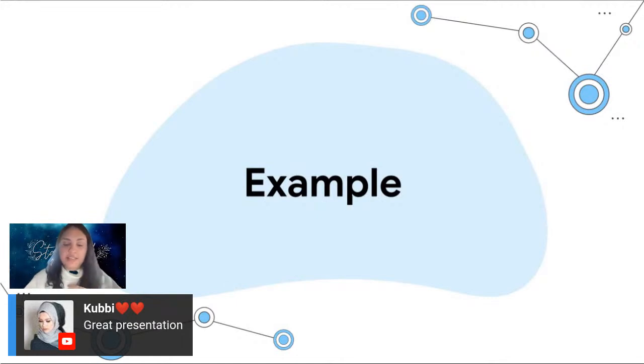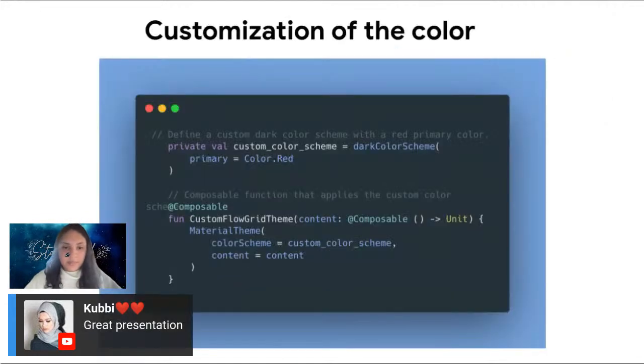So now we're going to look at the example. So I did a customization of the color because I wanted it to be red. So I defined a variable that does not change, a custom color scheme, and I wanted it to be a dark color scheme, and I said I wanted it to be red. So that's what I created there, and then I created a composable function that applies this custom color scheme to this grid.